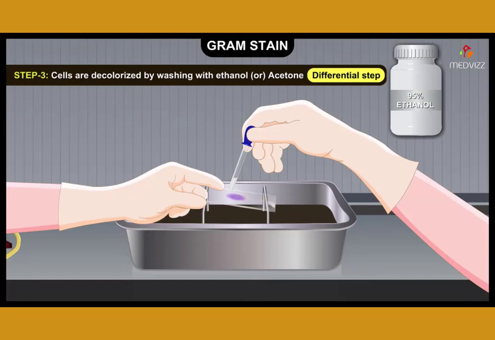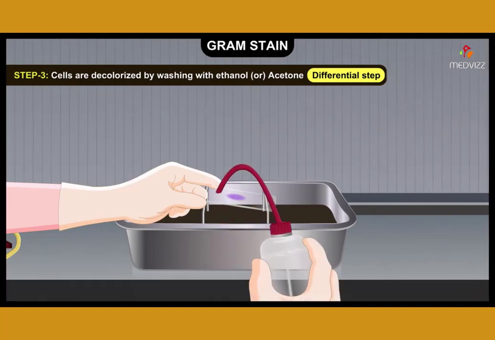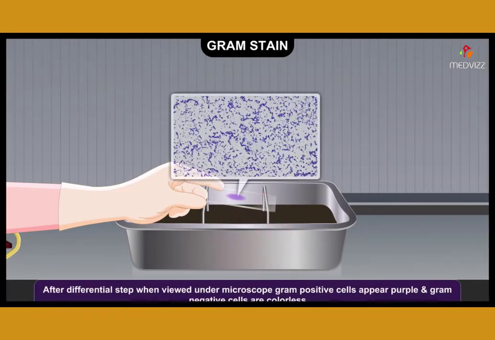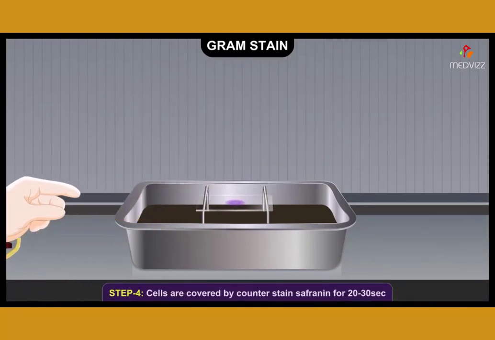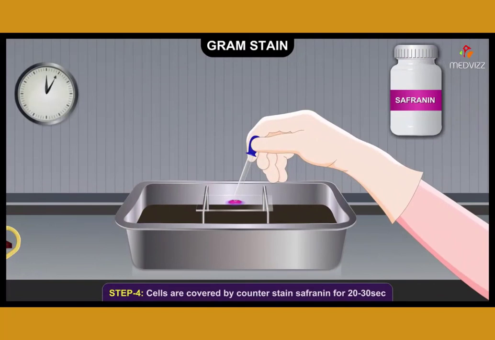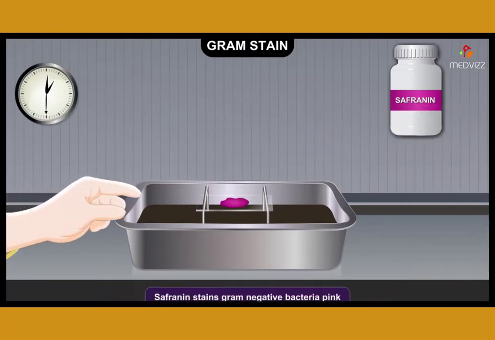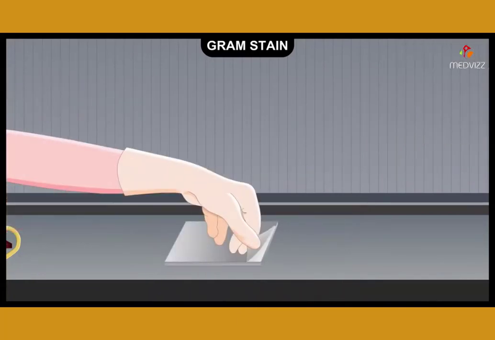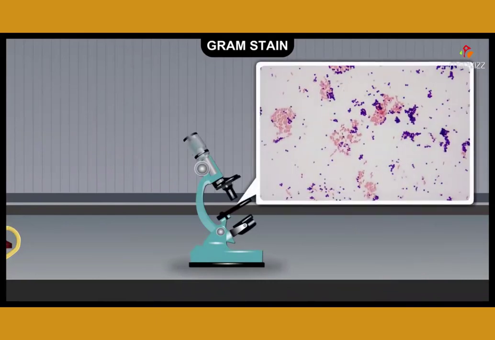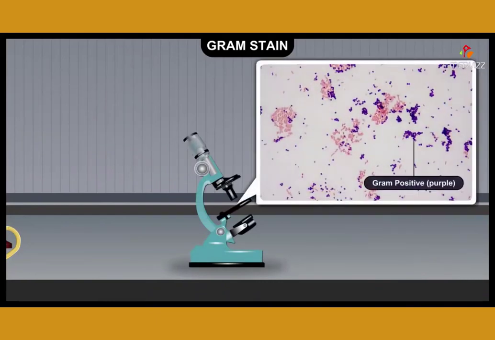Even gram-positive cells can lose the crystal violet iodine complex during prolonged excessive decolorization. Excess ethanol is then washed off with water. When viewed under the microscope, gram-positive cells appear purple and gram-negative cells are colorless. Finally, the rinsed cells are covered with the counterstain safranin for 20 to 30 seconds. This stains the gram-negative bacteria pink. After rinsing with water, the slide is dried with filter paper. When viewed microscopically, the gram-positive bacteria are purple and the gram-negative bacteria are pink.